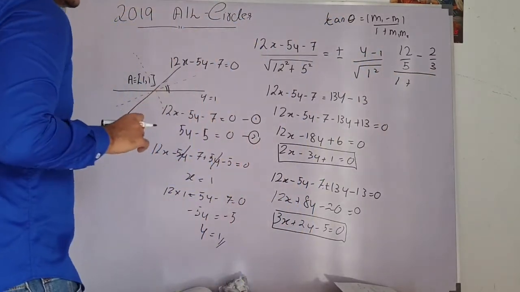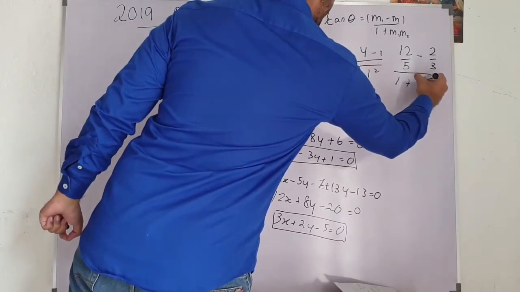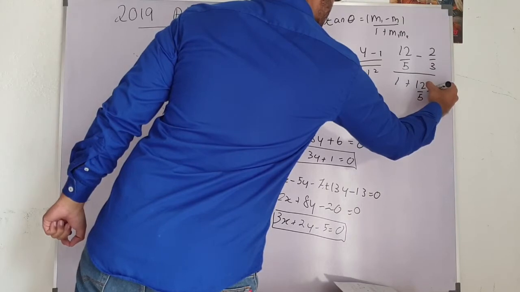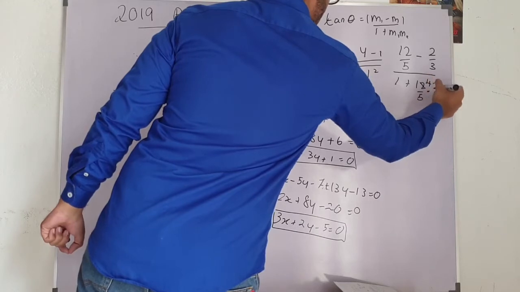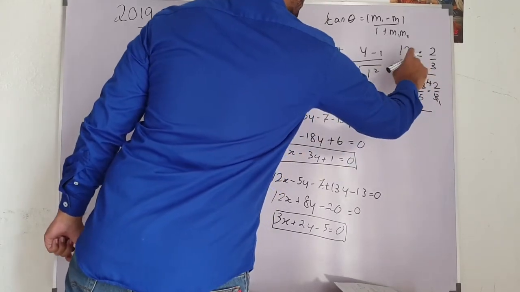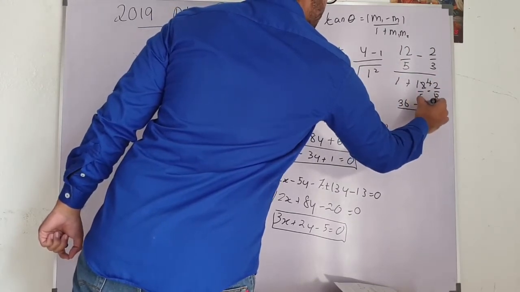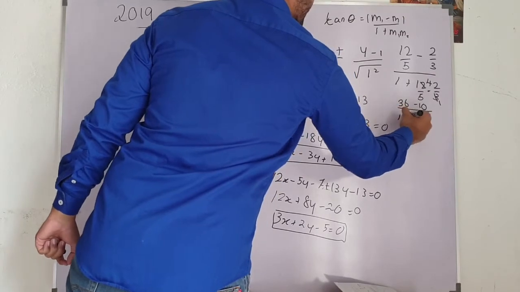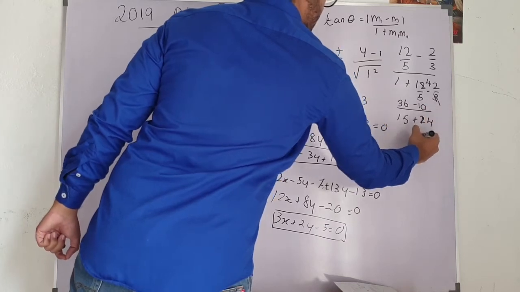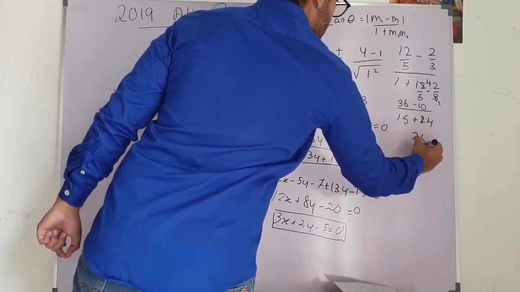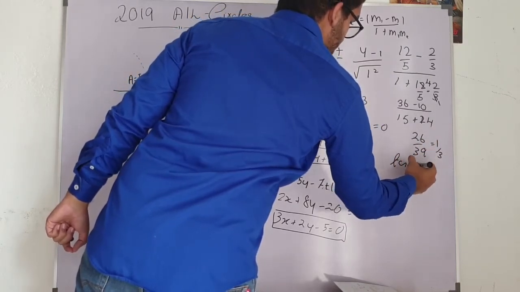You can see that none of the gradients are positive or negative, therefore you can just do that. So 12 by 5 dot 2 by 3. So 12 minus this will be 36, this will be minus 10, this will be 15, and 15 plus 24 will be 39. So therefore you will get 1/3, where tan theta is going to be equal to 1/3.